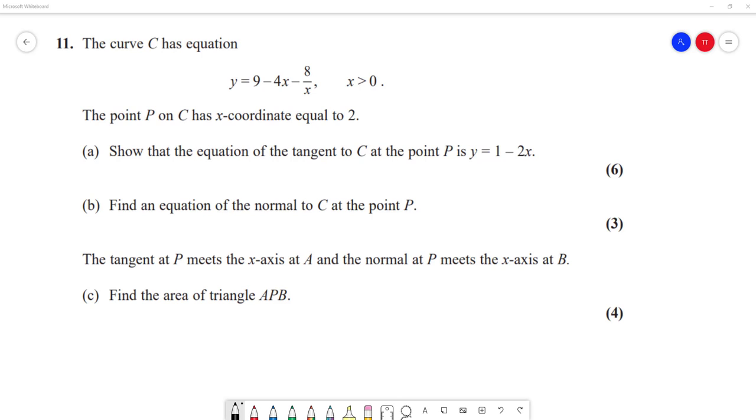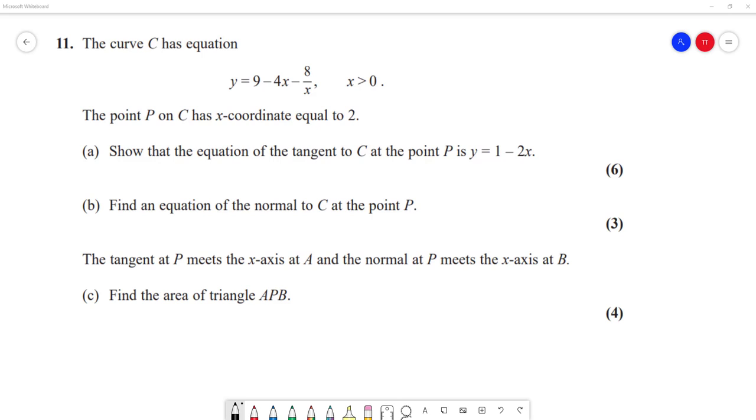In this video, we're going to look at tangents and normals in the topic of differentiation. So this question says y equals 9 minus 4x minus 8 over x. The point P on C has x coordinate equal to 2. Show that the equation of the tangent to C at the point P is y equals 1 minus 2x.